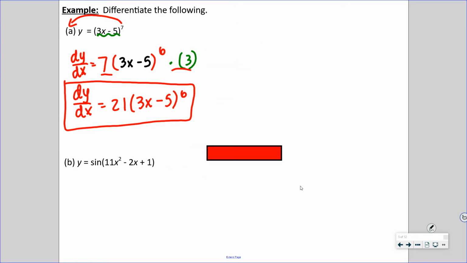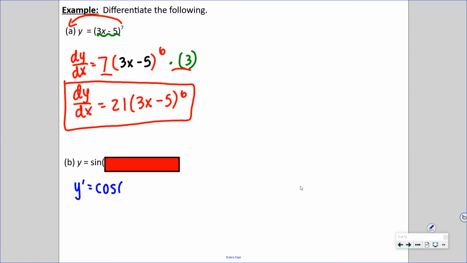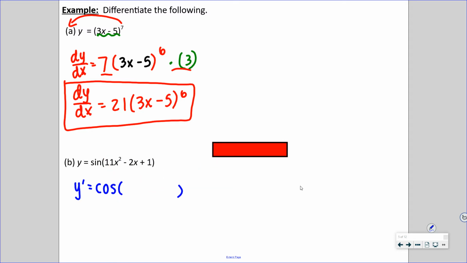Okay, next one. I have the sine of 11x squared minus 2x plus 1. My inside function is that polynomial piece. I'm just going to block that off for a second. The first thing I do is find the derivative of the outside. Derivative of sine is cosine. Cosine of red box, and the red box is just the polynomial. Don't take the derivative of the inside in the first step. You just do the derivative of the outside and leave the inside the same. Chain rule: times the derivative of the inside.